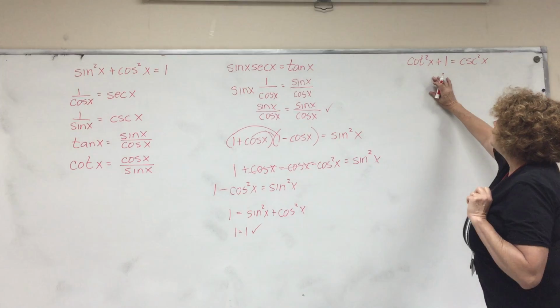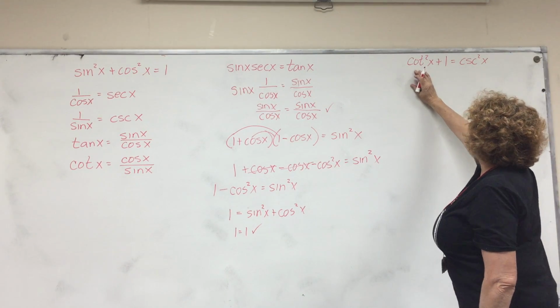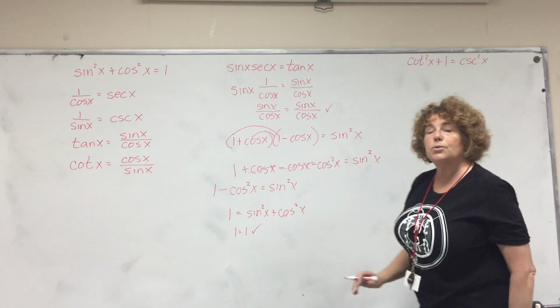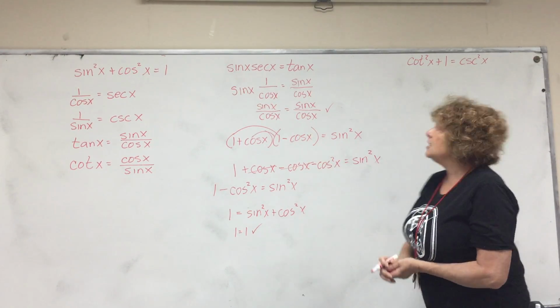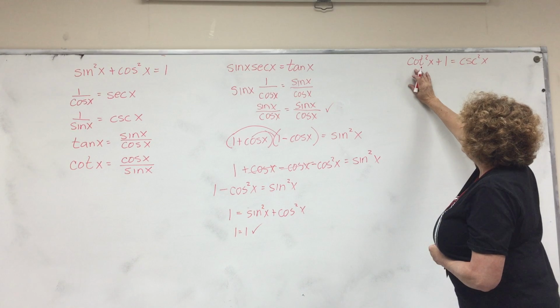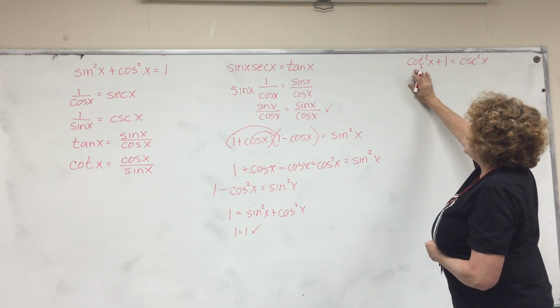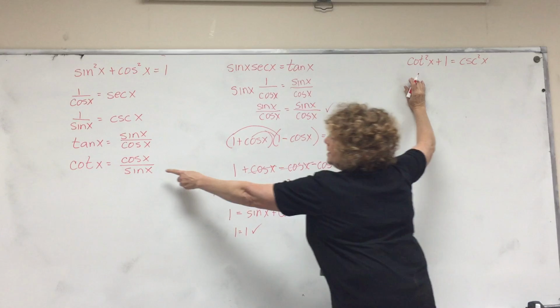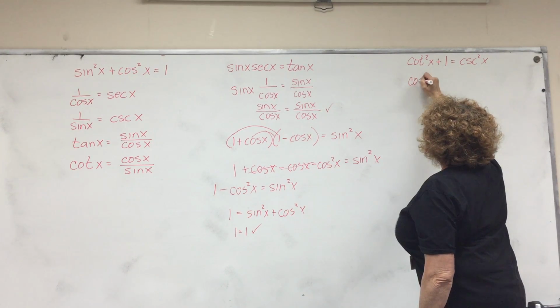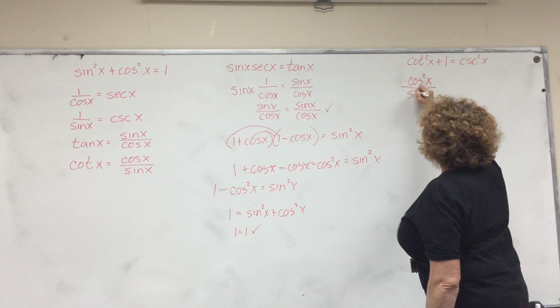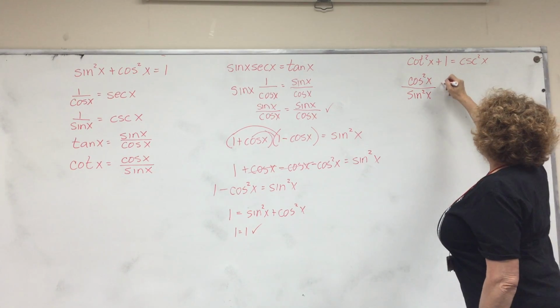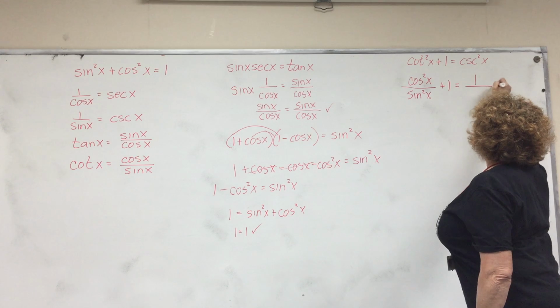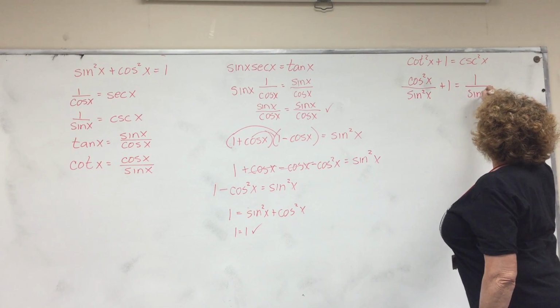Let's look over here. Cotangent squared of x plus 1 equals cosecant squared. So we want to change everything into sines and cosines first. So cotangent squared is the same as cosine squared over sine squared. So make sure if this is squared, you square it all. Plus 1 equals 1 over the sine squared.